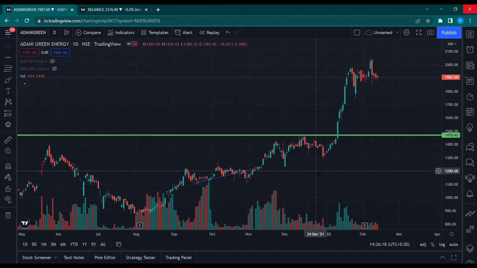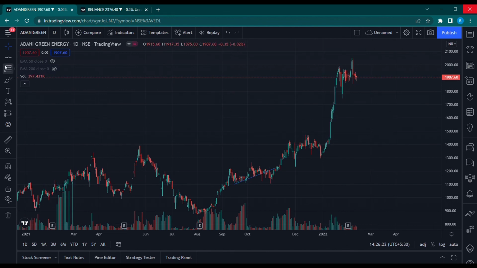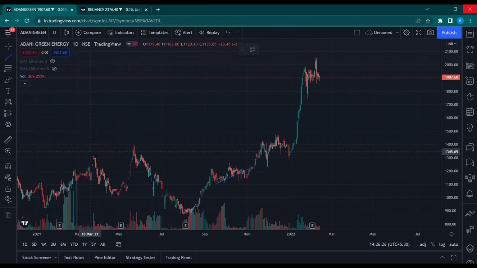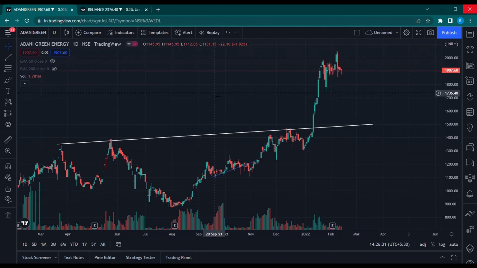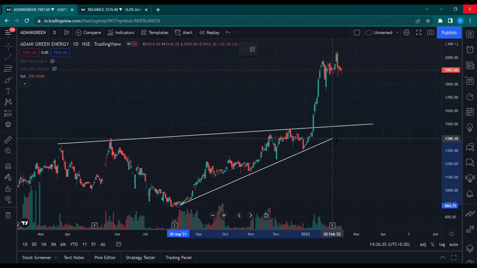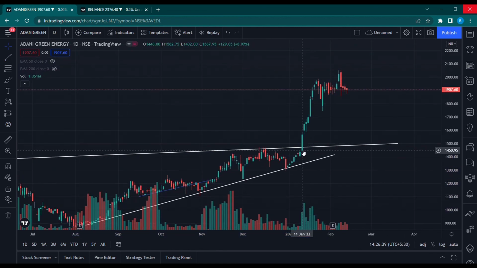Here you see this was a resistance level. I'll mark it with a trend line, that should do a bit better. So you have this trend line, and you have a support trend line as well, this one. See here, the breakout happens.